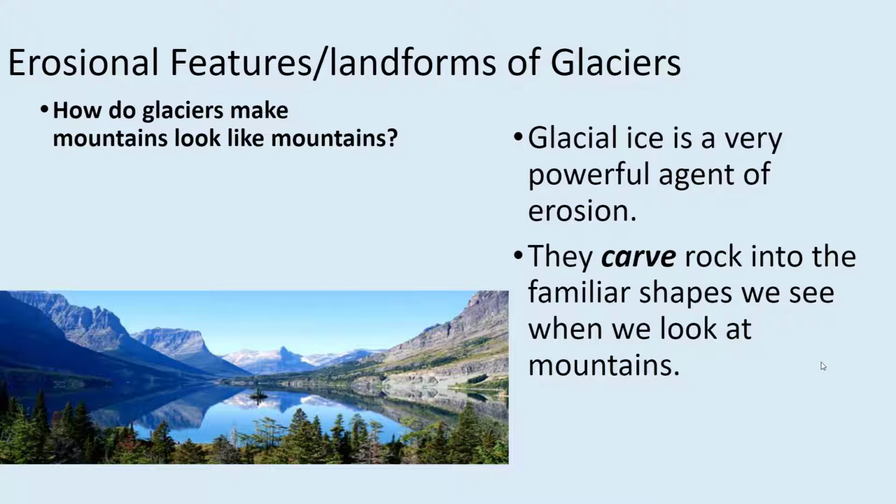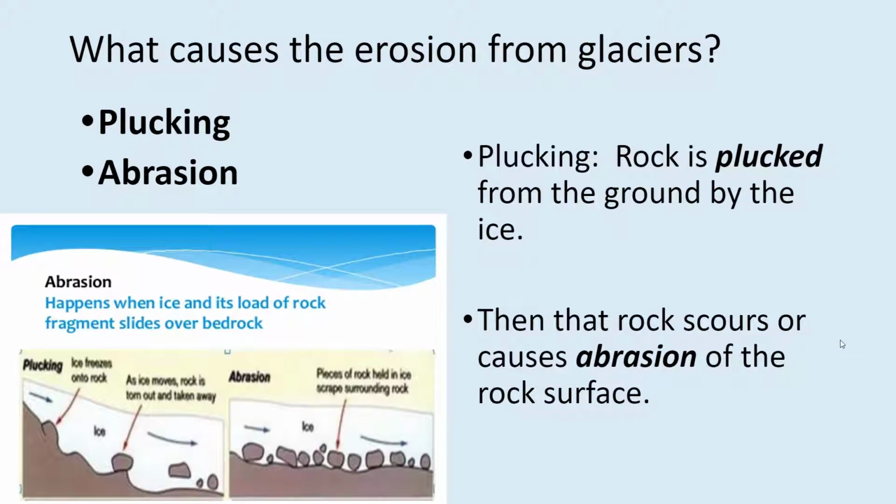Now, you'll see in a few minutes in the video the idea of how glaciers actually do their job of eroding. So they carve. Notice how, you guys, I've highlighted the word carve here. They carve rock into familiar shapes that we see when we look at mountains. Okay? What causes these erosional features?